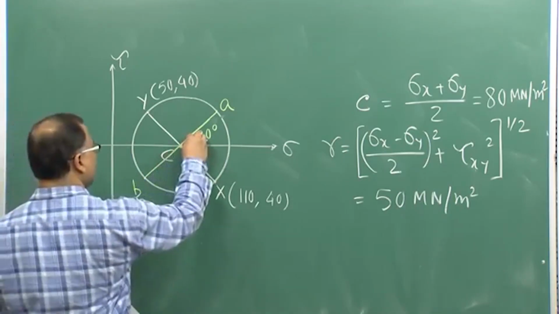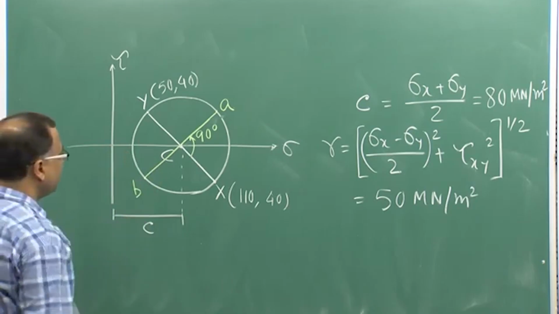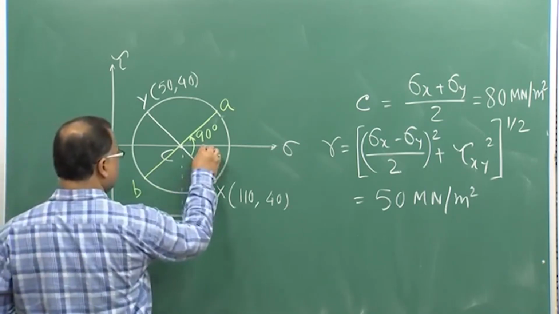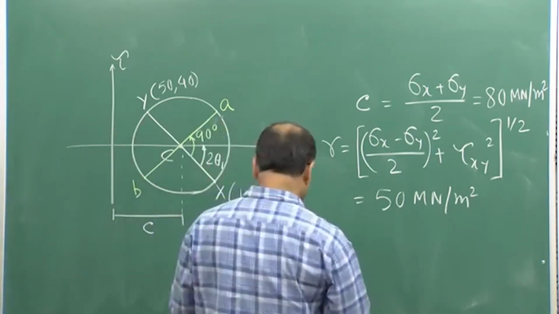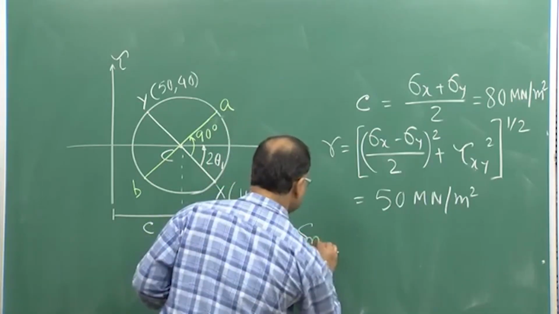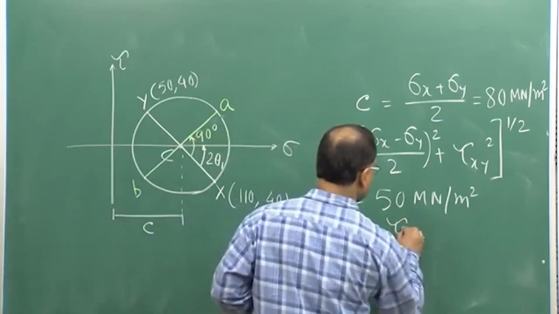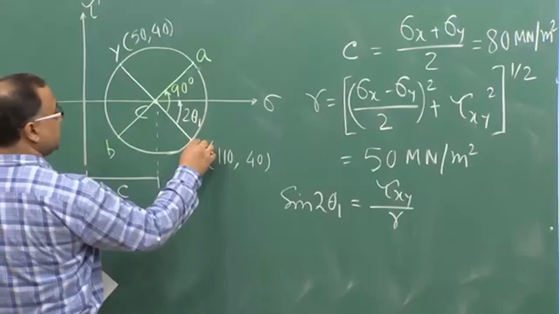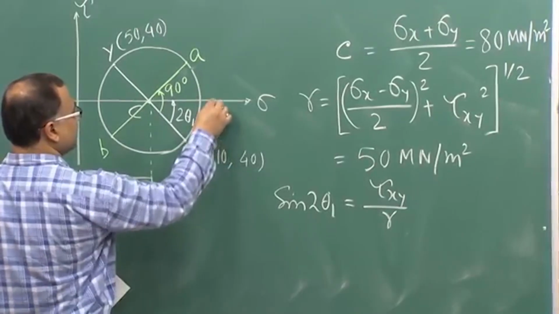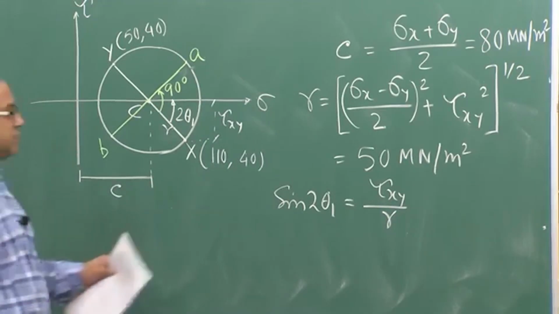Okay. Same sense of rotation, from the physical plane we are coming to the stress plane, only twice, right. That was 45 degree, now it will be coming as 90 degree. Now, if I define this angle as twice theta 1, then I can calculate that angle as sine twice theta 1 is equal to tau xy by R. So, this is your tau xy and this is your R. Okay. So, sine twice theta 1 is equal to tau xy by R.